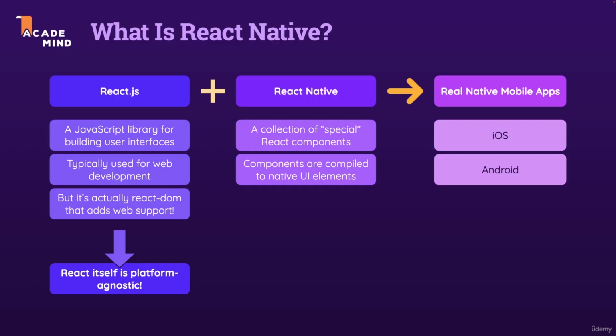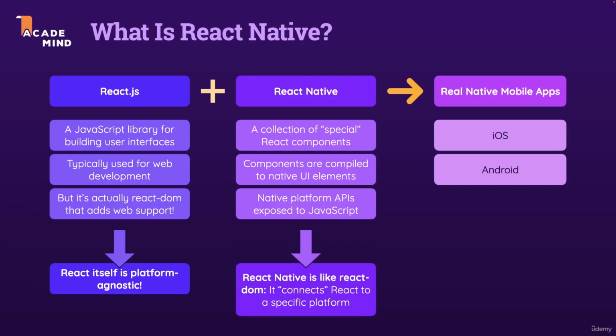In addition, React Native also exposes certain native platform APIs, like using the device camera, so that you can use such features in your JavaScript code, even though you need to tap into native device APIs for that. And therefore, in the end, React Native is like React DOM, it just does not target the web, the browser, as a platform, but instead iOS and Android.